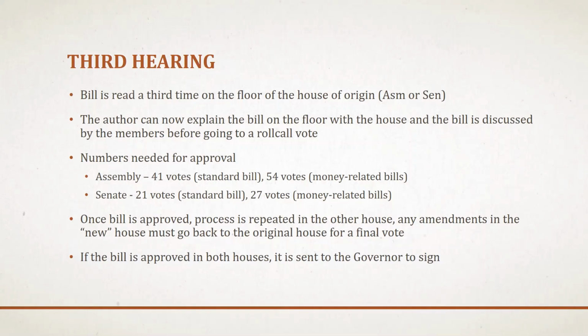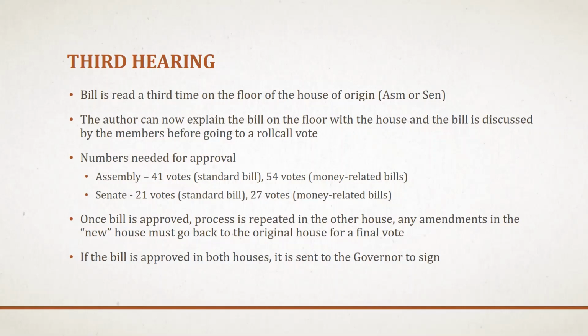And then here's some numbers on what's needed for approval. So Assembly needs 41 votes because there's 80 in the Assembly. That's a standard bill. And if it's a money-related bill, something like taxes, things like that, it's 54 votes. It needs 2/3. Senate is the same way. It needs 21 votes for a standard bill, or 27. And that's just because we don't want whoever the party in charge is raising taxes or cutting substantial taxes and programs without the majority, or 2/3 of the majority, of the electeds agreeing to it.